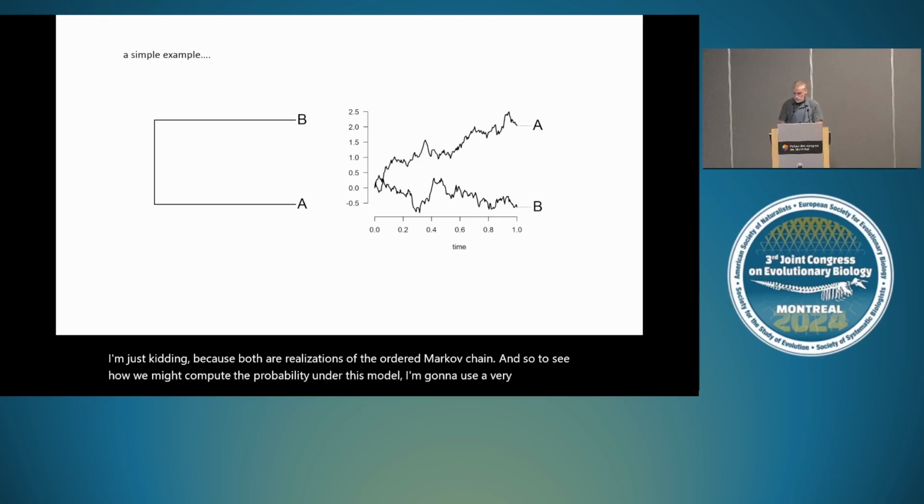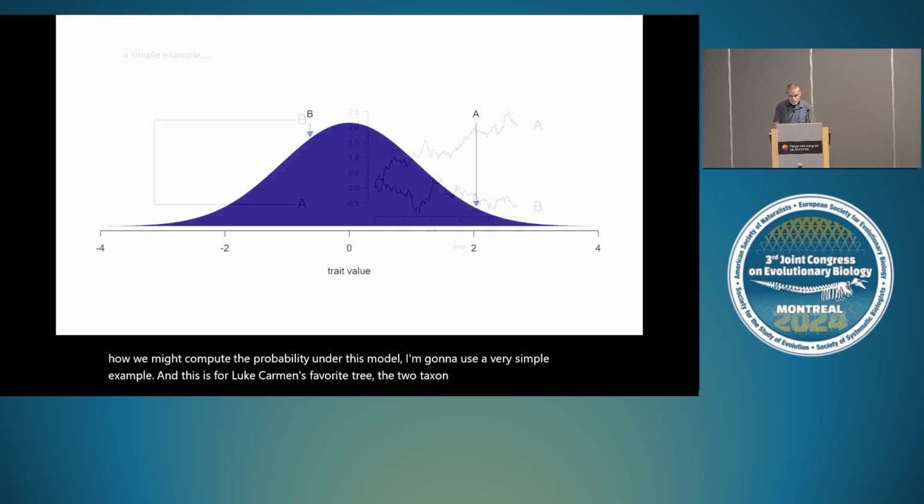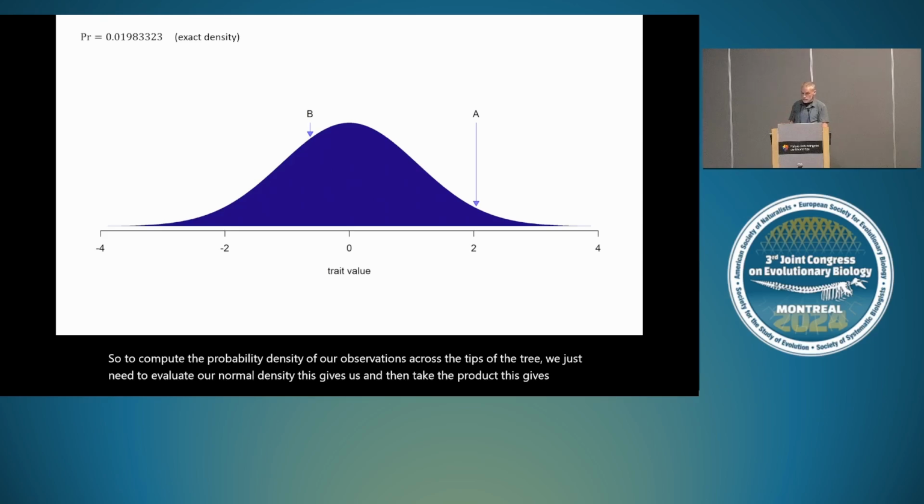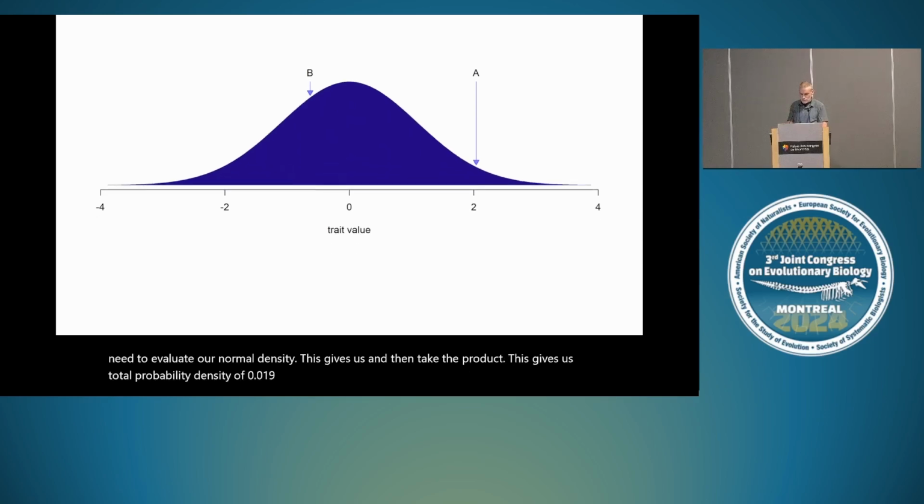And so to see how we might compute the probability under this model, I'm going to use a very simple example. And this is for Luke Harmon's favorite tree, the two-taxon tree. To compute the probability density of our observations across the tips of the tree, we just need to evaluate our normal density and then take the product. This gives us a total probability density of 0.0198 in this case.